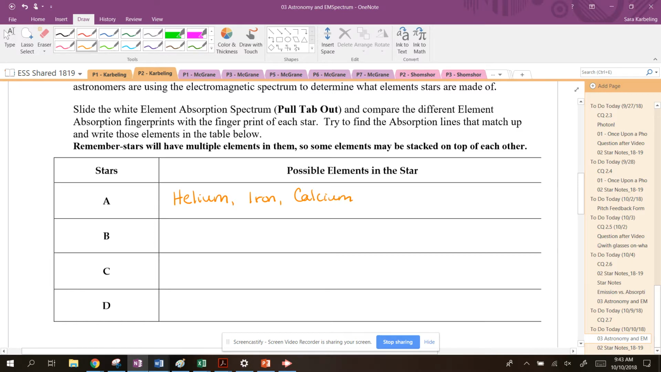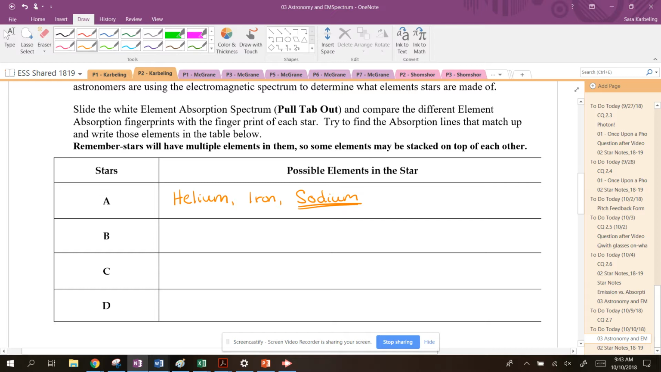Do you agree with her? You didn't see calcium? No, I did not see that. When I did it before, I saw helium, I saw iron, and the other one that I saw was not calcium. Did anybody else see something else? Sodium? Yeah, that's what I saw as well. So when you look at this again, because I'm going to give it to you in just a second, take a look and see if you can see those three.